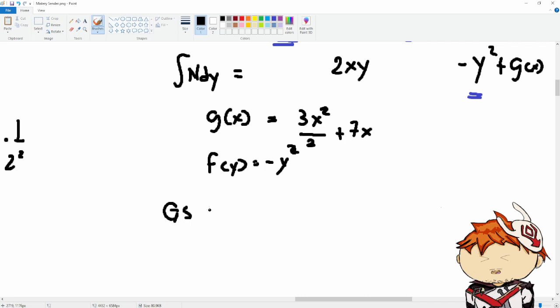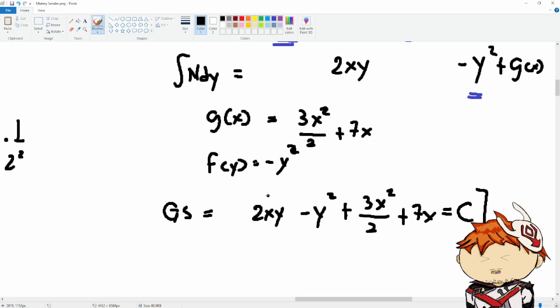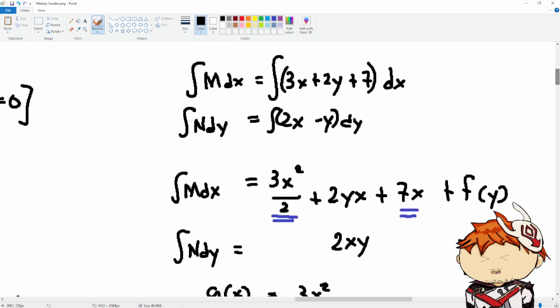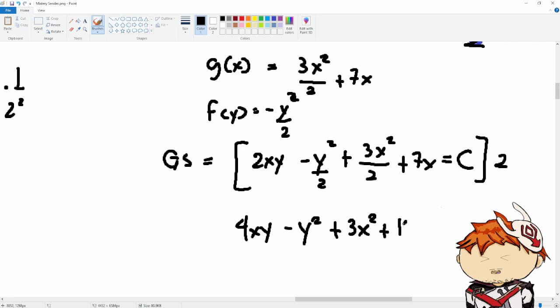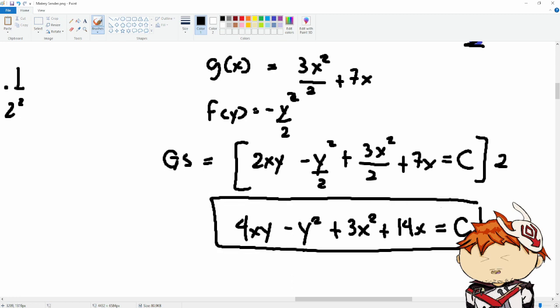So the general solution is 2xy minus y squared plus 3x squared over 2 plus 7x is equal to c. Oh, y squared over 2. We forgot the 2. Y squared over 2. So, multiply both sides by 2. This becomes 4xy minus y squared plus 3x squared plus 14x is equal to c. This is now our general solution.